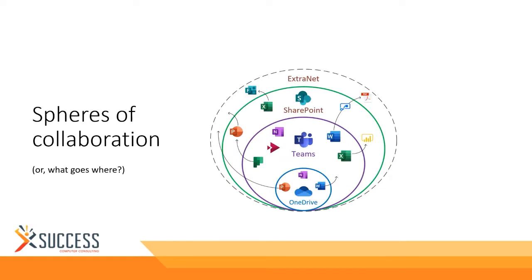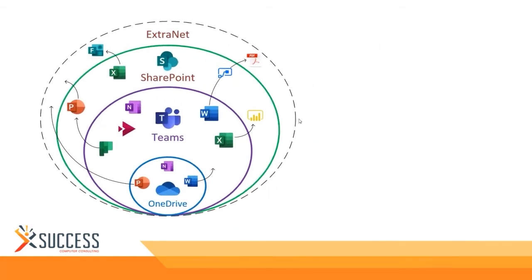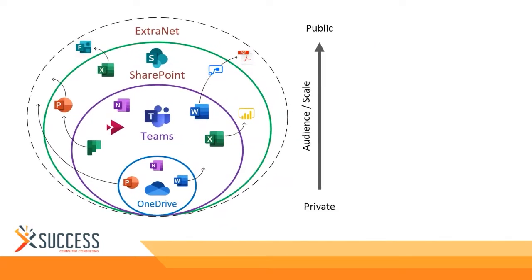So let's get started. This diagram here is what we call the spheres of collaboration. If you've attended our user groups in the past, you've definitely seen this framework before. However, it's important, so we like to share it every time. Moving from sphere to sphere, we have OneDrive, Teams, and SharePoint, and the Office 365 applications that commonly go hand in hand with each of these. At the OneDrive level, your audience is private, and as you scale up, your audience gets larger and larger.